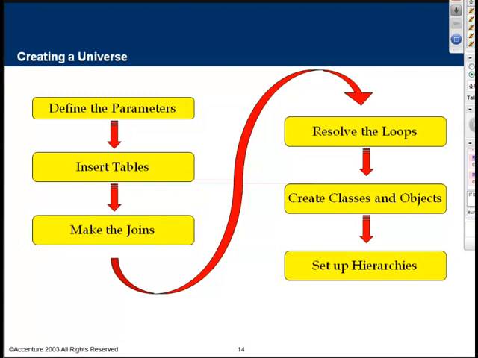Sometimes, for satisfying the requirement, people will create multiple joins between the tables. That time it will form a continuous path. As per the referential integrity, you need to resolve that loop.